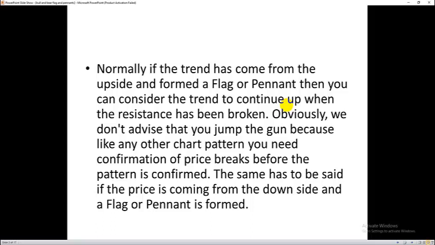So obviously we don't advise that you jump the gun, because like any other chart pattern, you need confirmation of price breaks before the pattern is confirmed. The same has to be said if the price is coming from a downside and a flag or pennant is formed. So usually I'll still show you how to determine if it's truly a price break or just some of those wicks that you see.